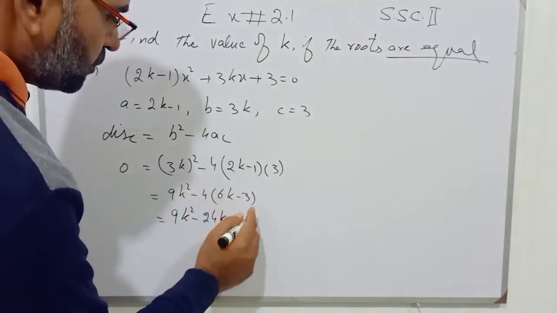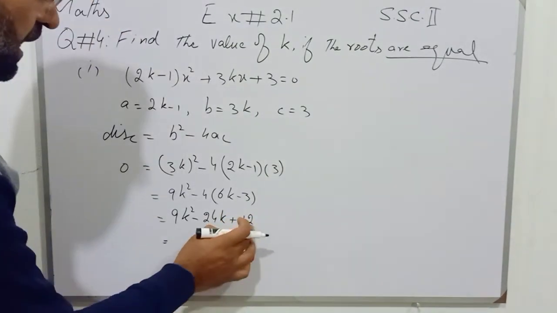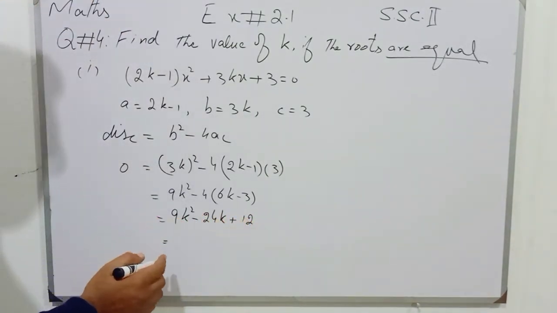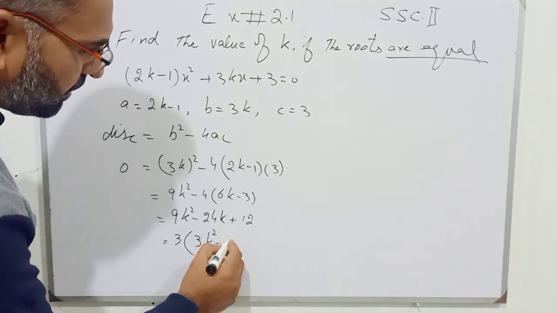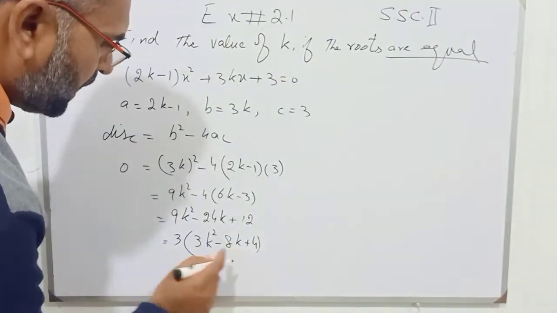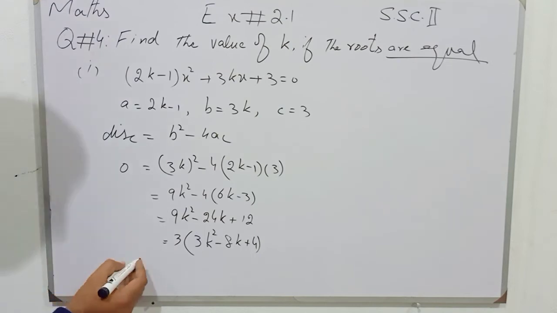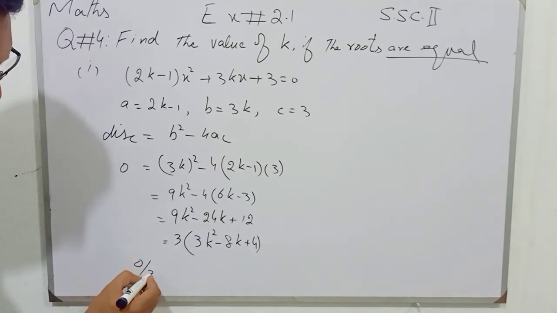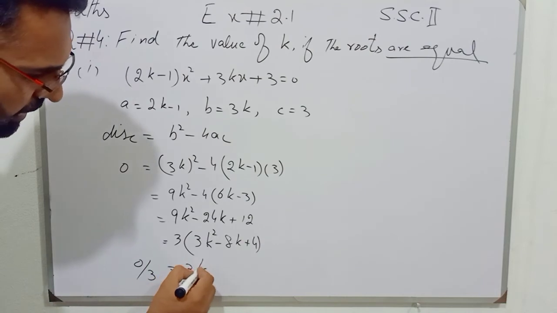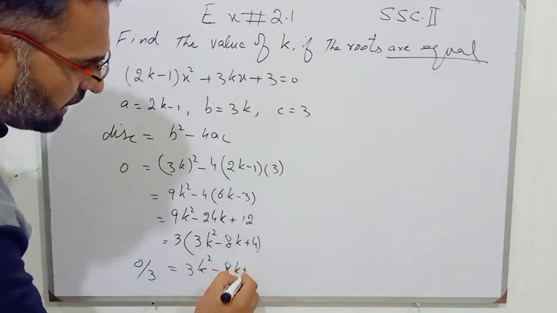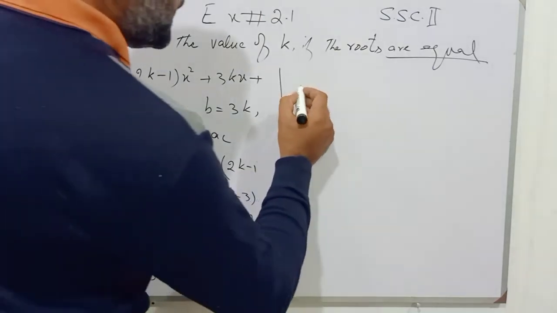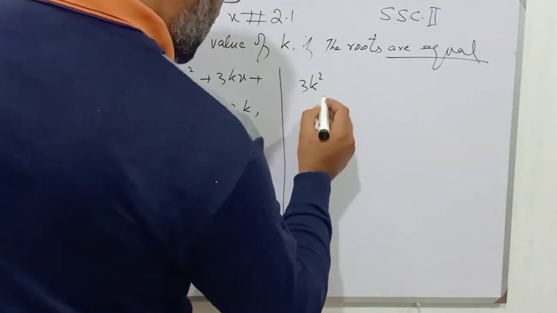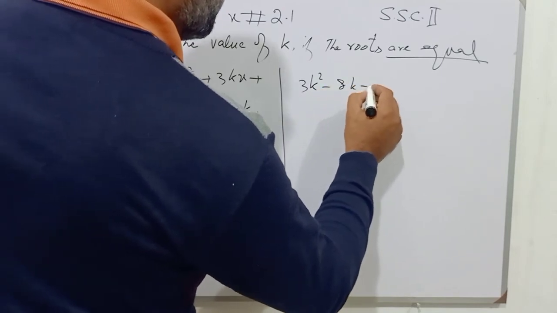3 fours are 12. Take 3 as common because 3 is the factor of all the 3 terms. So we will take 3 as common and left over will be 3k square minus 8k plus 4. This 3 is multiplying. When I transfer it to the other side, it will divide. So it will become 0 over 3 is equal to 3k square minus 8k plus 4. 0 over 3 means 0. So students, I will write 3k square on the left side minus 8k plus 4 is equal to 0.